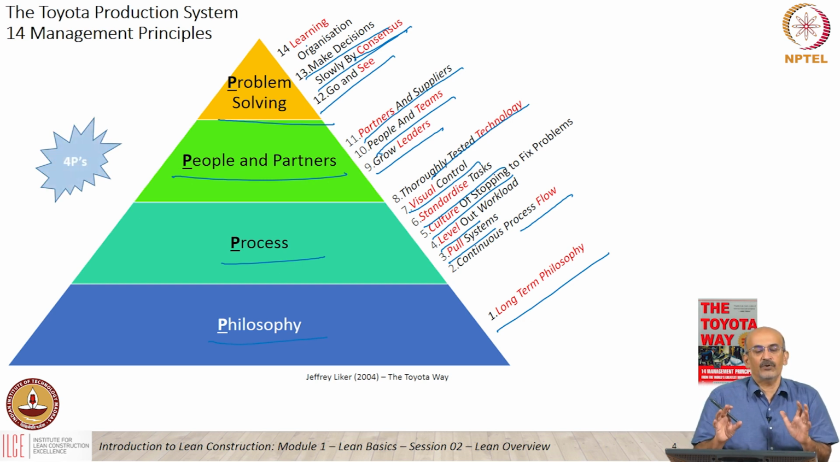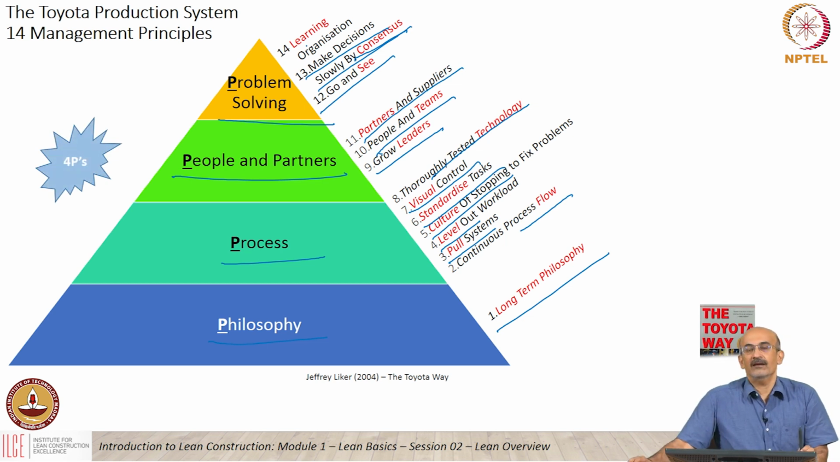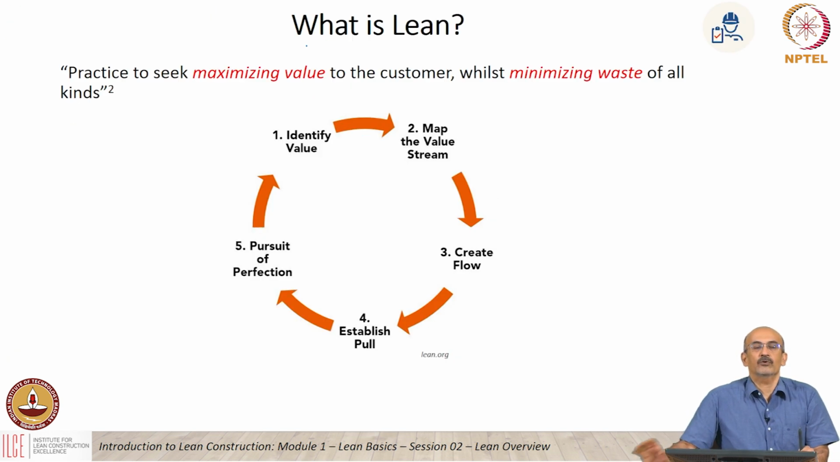While these 14 management principles form the basis of Lean, when Womack and Jones wrote their book, they simplified Lean into these core 5 principles: identify value, map the value stream, create flow, establish pull, and pursuit of perfection. So in many ways, we will look at these principles and build the concepts and tools we are learning around them.